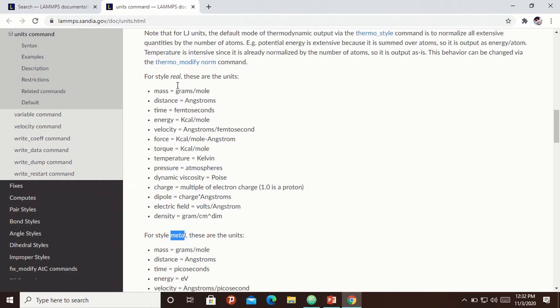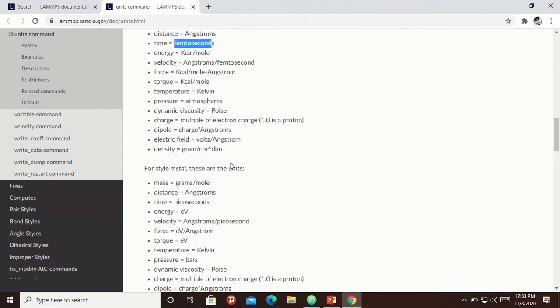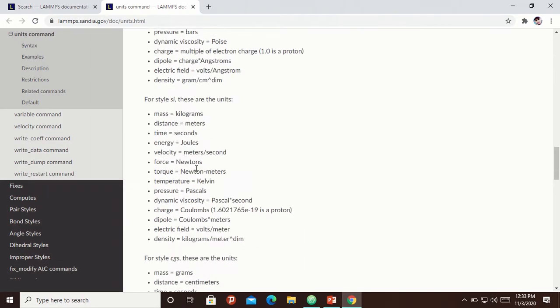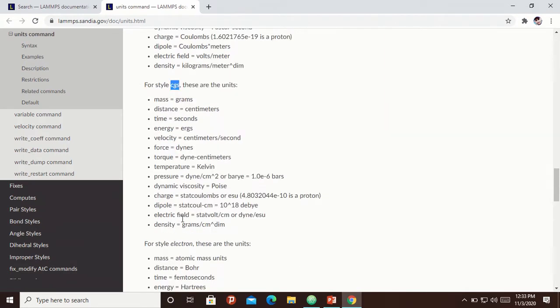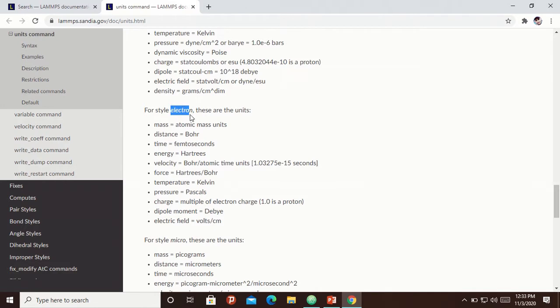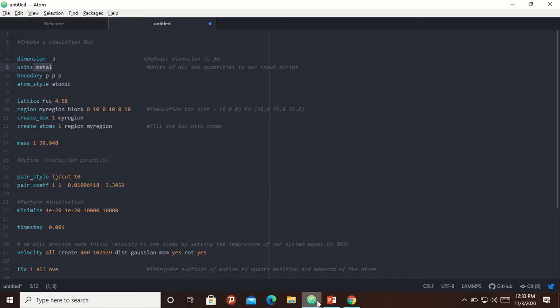And you can also use other units like real, then the other things will change, like time will go to femtoseconds from picoseconds. Okay, otherwise you can use SI style, you can use CGS style. So every style has its different units. So after units, it is now the boundary condition. We have to define the boundary of our simulation box.